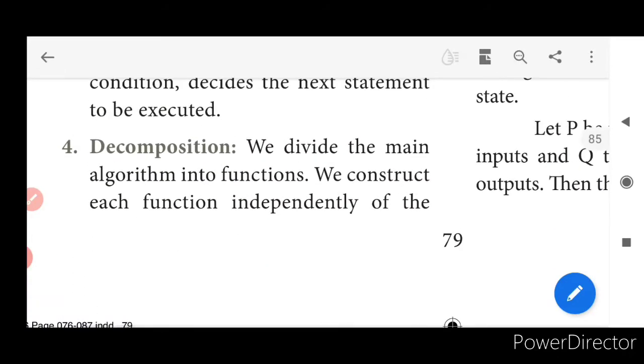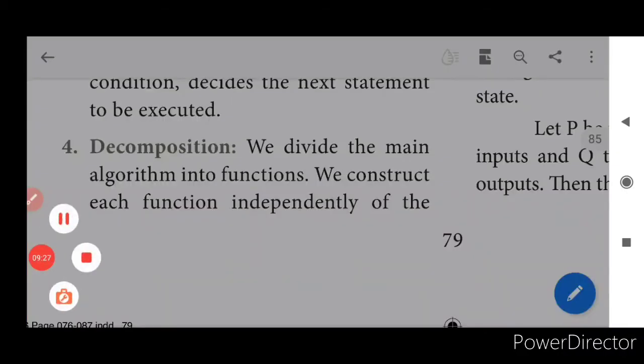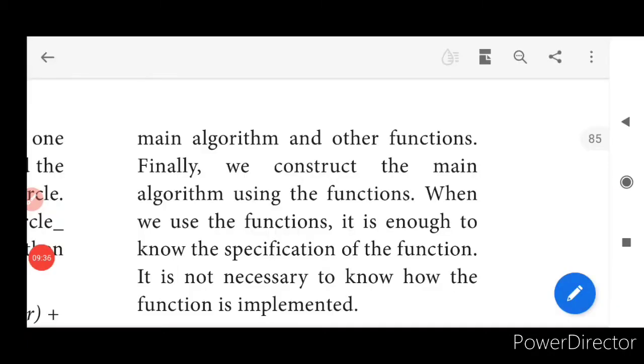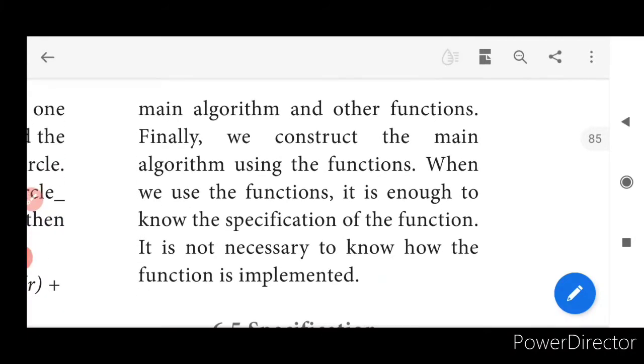What about decomposition? We can divide the main algorithm into functions. We construct each function independently of the main algorithm and other functions. Finally, we construct the main algorithm using the functions. When we use the functions, it is enough to know the specifications of the function. It is not necessary to know how the function is implemented.